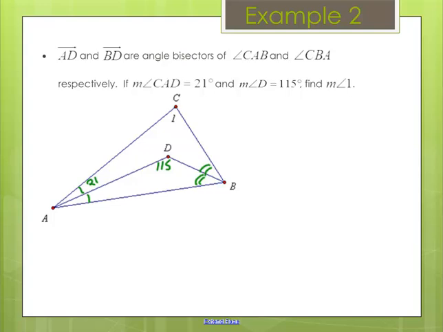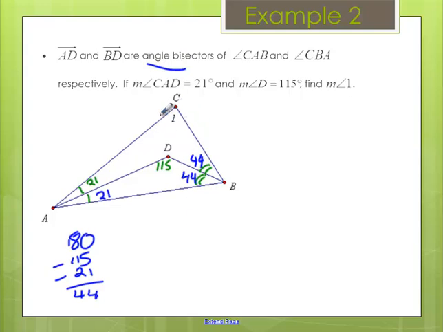So if this is 21, let me switch colors so we know what's new, that's also 21. Then I know in this bottom triangle I have two things out of the three that I need. So I'm going to take 180 and subtract 115 and subtract 21. When I do that I get 44. What that tells me is that this angle over here is 44 because all three angles in a triangle have to add up to 180. And now because it's an angle bisector, if that's 44, so is this one.